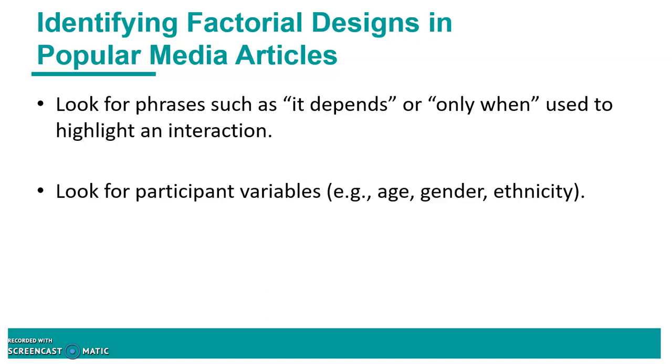There are often interactions with things like age, gender, and ethnicity, so you can look for participant variables that they took into account to see if an effect only held up in a certain age group, or in a certain gender or ethnicity category. Okay, that's the end of chapter 12.